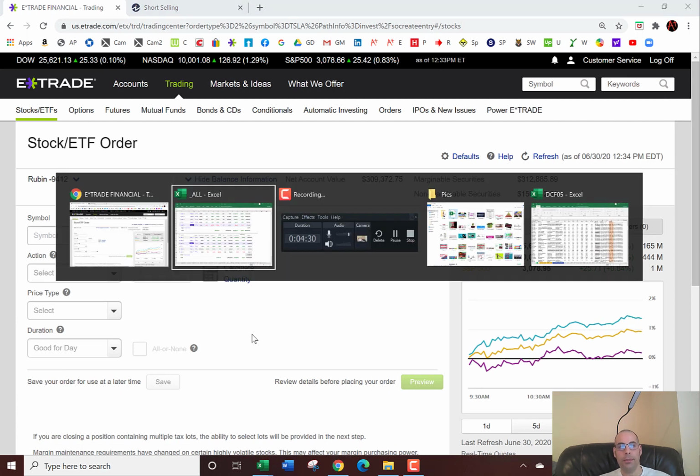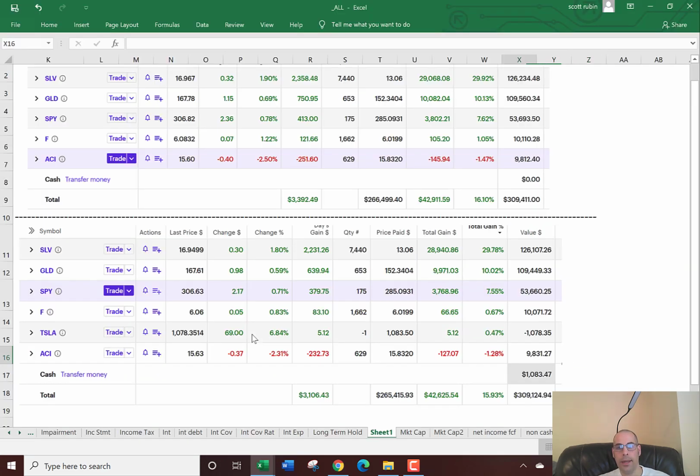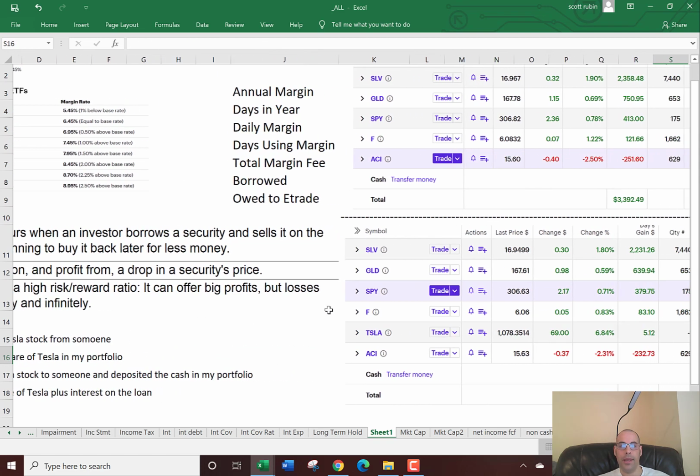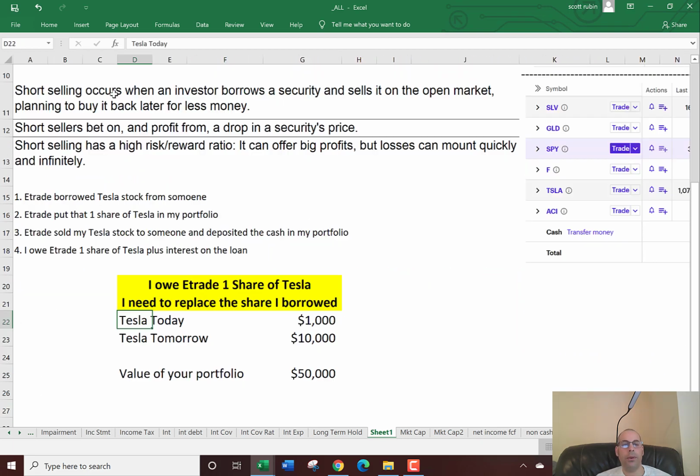And it's not just my decision on when I give it back. It probably is my decision, but at any point, E-Trade may force me to give them the Tesla share back. To give you an example why E-Trade may force me to replace the share I borrowed: just remember, I owe E-Trade 1 share of Tesla. I borrowed a share of Tesla and sold it in the market at this point. So I need to replace the share I borrowed.